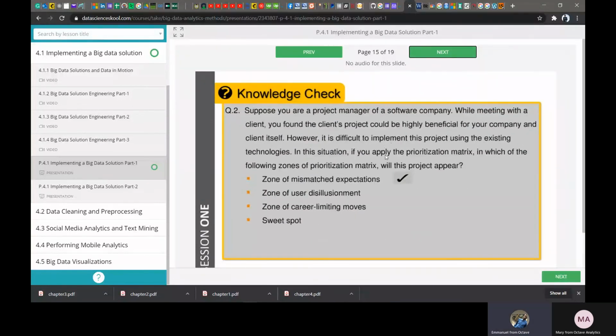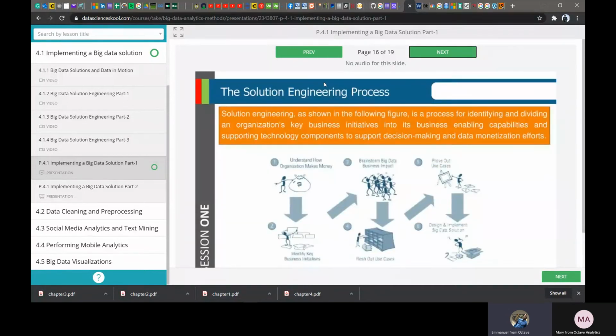Let's go on to the solution engineering process. Solution engineering, as shown in the following figure, is a process for identifying and dividing the organization's key business initiatives into business enabling capabilities and supporting technology components to support decision making and data monetization efforts.